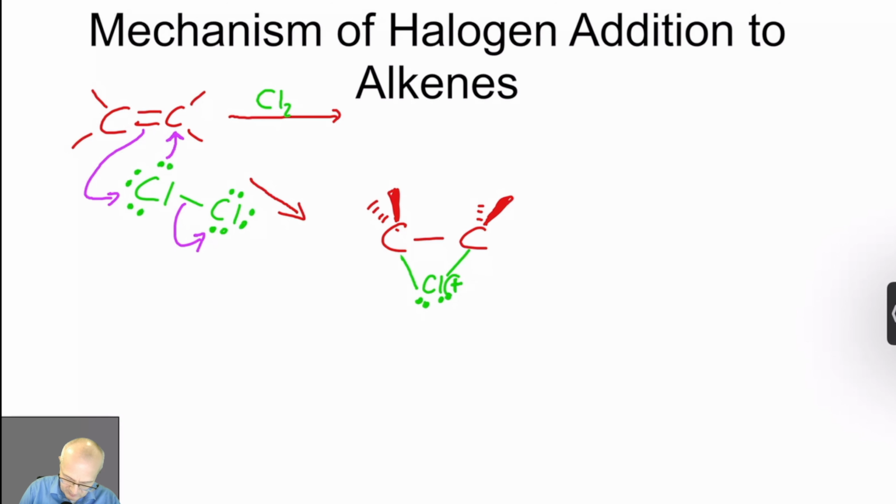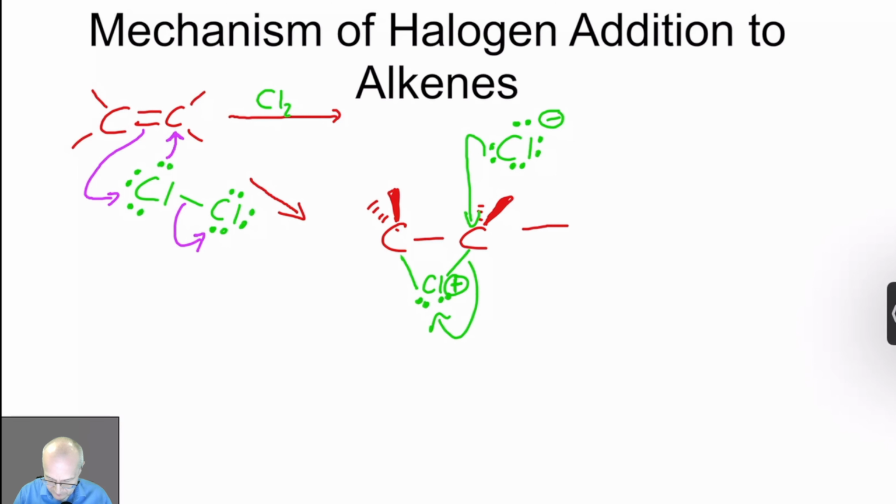Plus charge will go on the chlorine. Now, at this point, the other chlorine, or the chloride, will attack and open up that ring. Very similar to how oxymercuration-demercuration went, right? If this had been a mercury acetate, it would have been the same mechanism. Same thing. Halogen comes in from the side opposite.